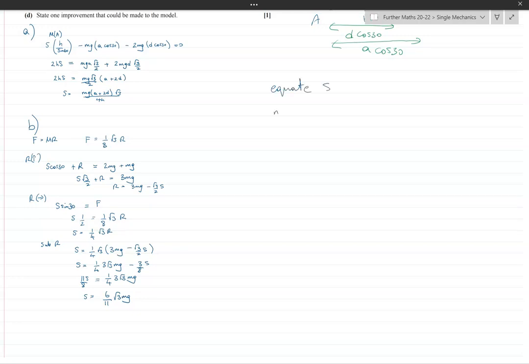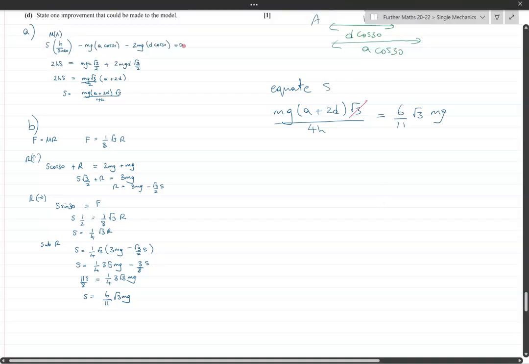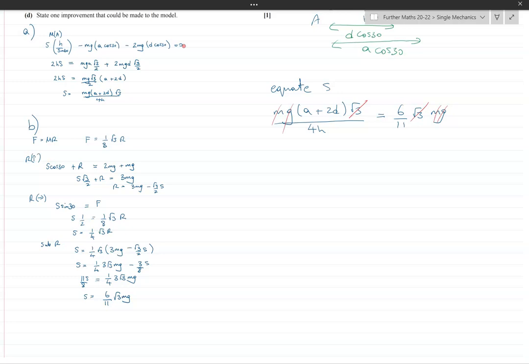So I have mg (A plus 2D) square root of 3 over 4H equals 6 over 11 square root of 3 mg. Clearly quite a bit of this stuff cancels, which is always a nice thing to see. The square root of 3 cancels. Obviously, so does the m, which it often does, and so does the g, which it often does.